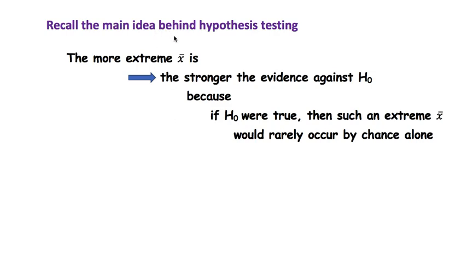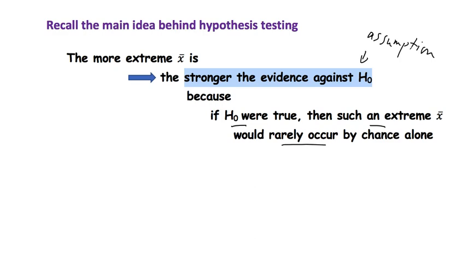Recall the main idea behind hypothesis testing. The more extreme your sample mean is, the stronger the evidence you have against the assumption. Null hypothesis is the assumption. Why? Because if your assumption were true, then such an extreme sample mean would rarely occur by chance alone. In other words, randomness cannot explain entirely why you would have a sample mean so inconsistent with the assumption.